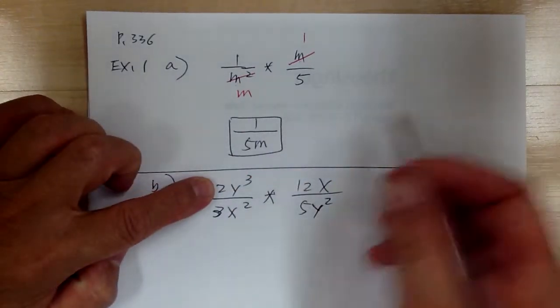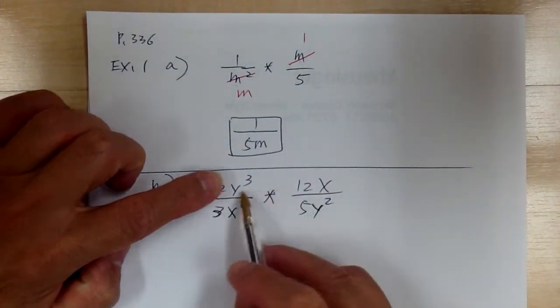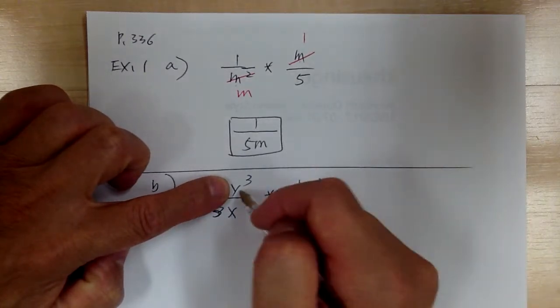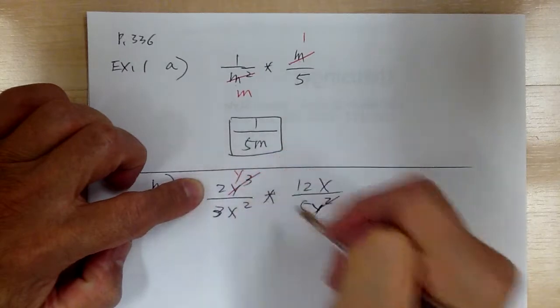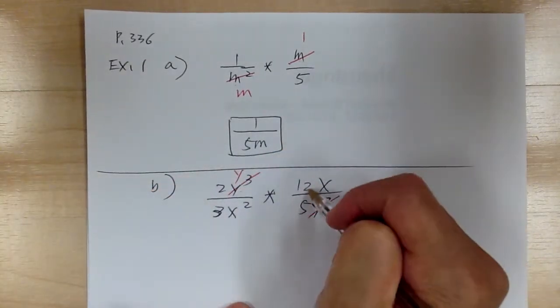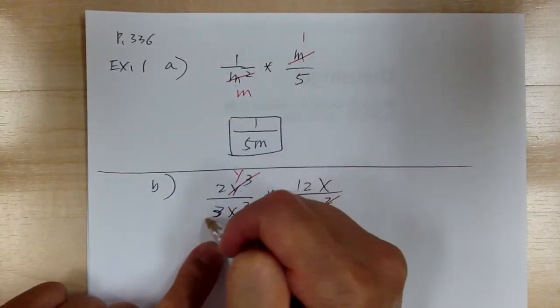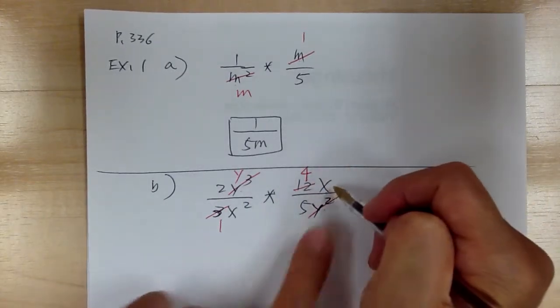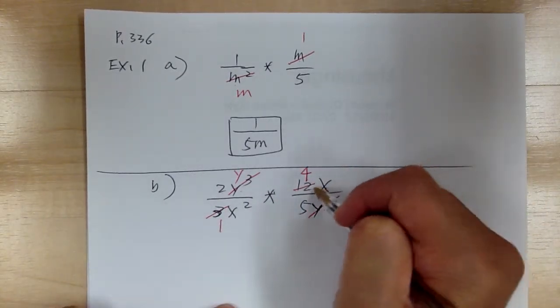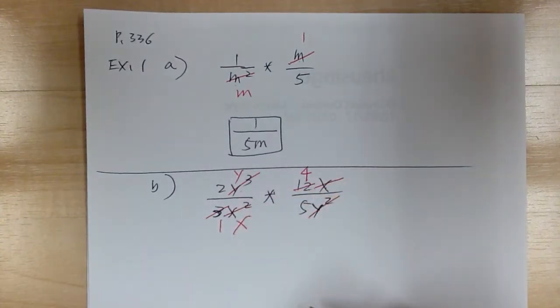So you look at the 2. Can 2 cancel with anything? No, right? So you go to y cubed. So y cubed and y squared can cancel out. So this cancels out, you get y. Then you go to 12. 12 and 3 can cancel out. So this becomes 1, this becomes 4. Right? And then you go down to x. So x and x squared can cancel out. This will give you x.